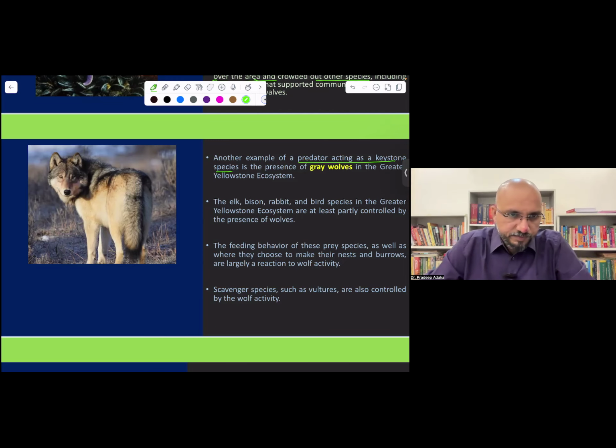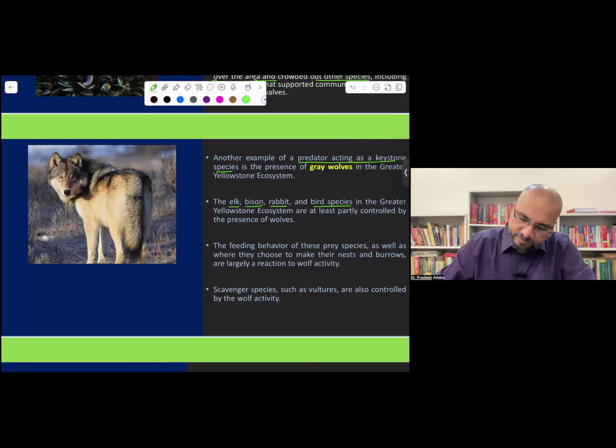So gray wolves are a very important species in the greater Yellowstone ecosystem. Elk, bison, rabbit, and bird species have their populations partly controlled by the gray wolves. These are the prey of the gray wolves. Wolves hunt in packs. Okay, so these are the prey. They control the population of these animals.